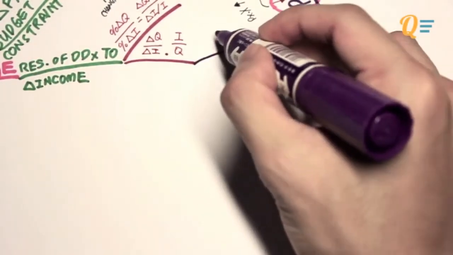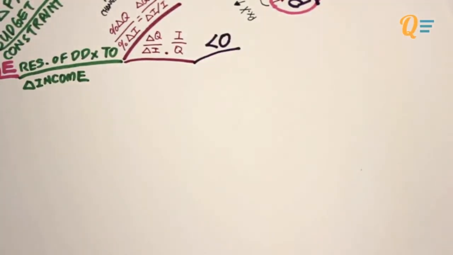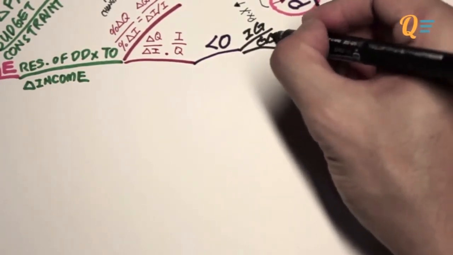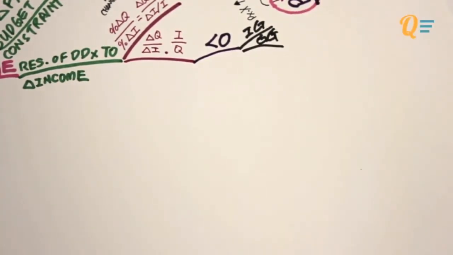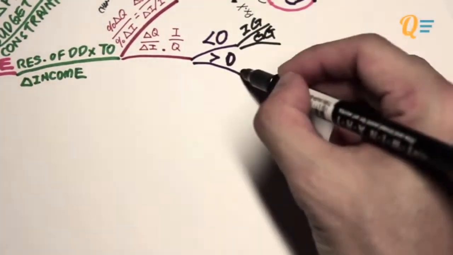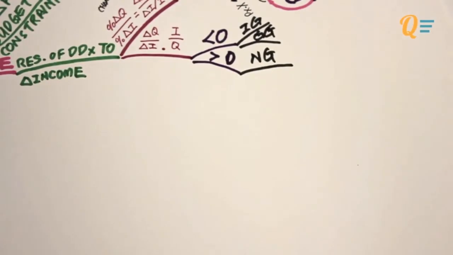So this elasticity can take the value of less than 0, and if it's less than 0 or negative, this means that good X is either an inferior good or a Giffen good. Remember that a Giffen good is simply a very inferior good. And if it takes a positive value, and you guessed it, X will be a normal good.